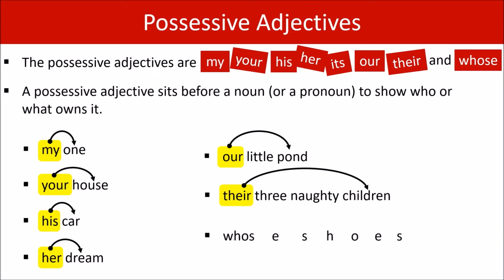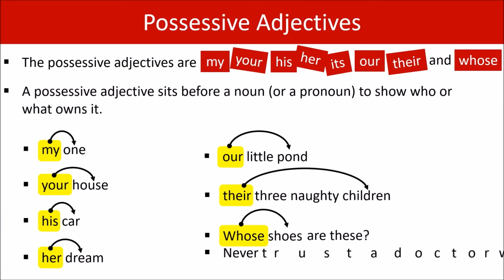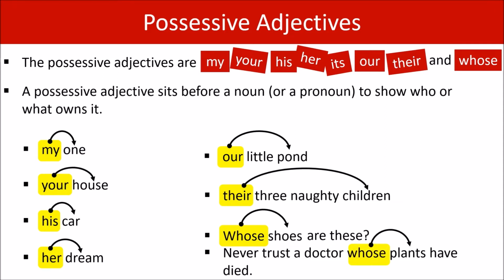Now, look at this one. Whose shoes? Whose is classified as a possessive adjective. It's modifying the noun shoes. But whose is also classified as an interrogative adjective, which means it can be used to form a question. Look at this. Whose shoes are these? But look at this example. Never trust a doctor whose plants have died. Here we have the possessive adjective whose modifying the word plants to show who owns them. So you can see that whose is not always used to form a question.